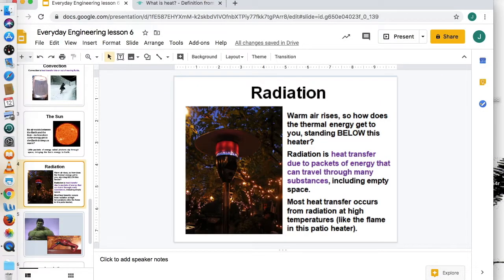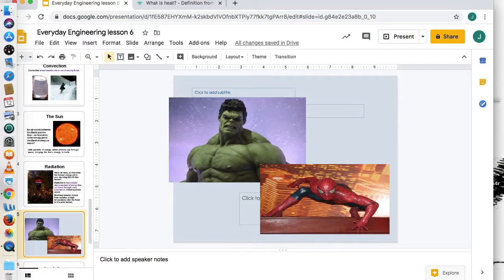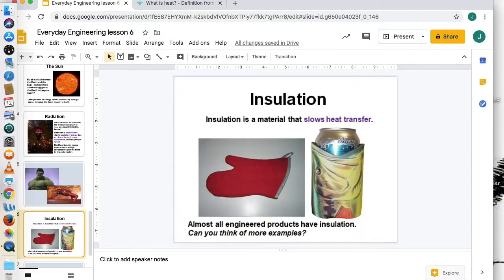And just think about this type of radiation won't make you into the Spider-Man or the Hulk. Most other radiation, in high amounts, is very dangerous. And then we have insulation. Insulation is a material that slows heat transfer. So you can think of your Hydro Flask and all that. The heat doesn't transfer out; it's keeping it inside, so the temperature stays the same whether hot or cold.